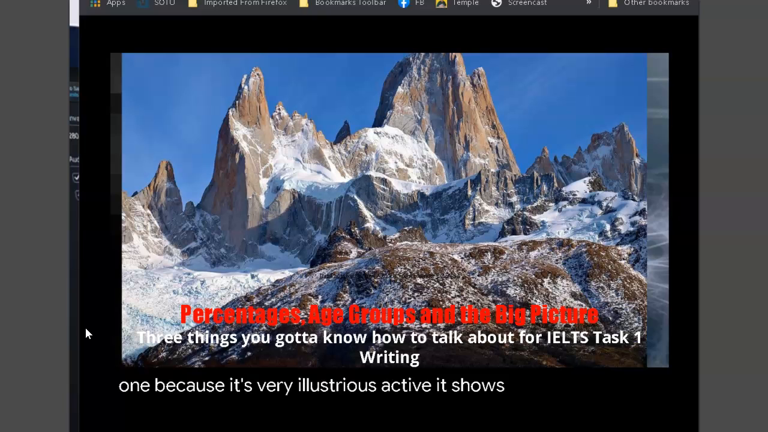So, I decided to review this Task 1 because it is very illustrative. It shows very, not illustrious, illustrative. Illustrative. Olestra. Alright, the captions are fun.